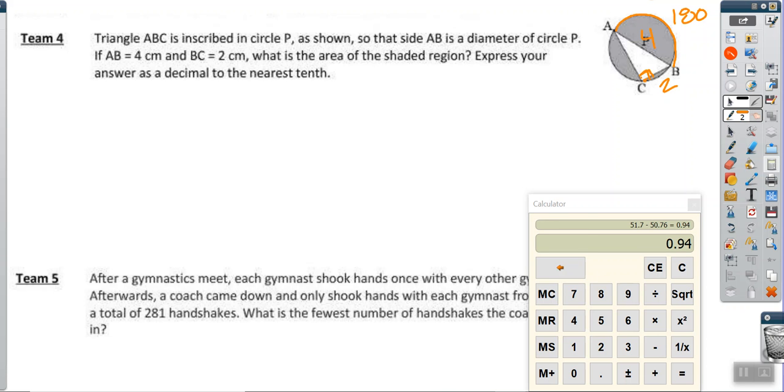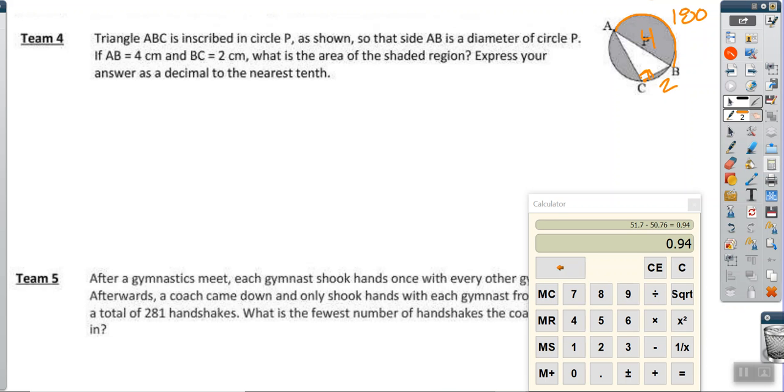And to find the area of a triangle, you have to find the base times the height and divide by 2. So right now we have a triangle. We know this is a right angle. We know that CB is 2. We know that AB is 4. 4 is twice of 2.